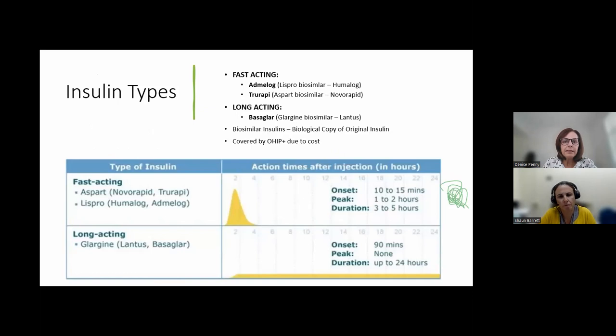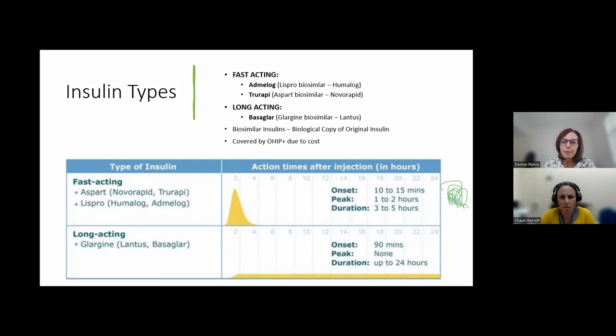In terms of insulin types, we look at the fast-acting insulin as being the insulin you're giving at mealtime. Typically, the insulin types are NovoRapid and Humalog in the past, but you may be hearing more and seeing definitely more of the children come through with what's called a biosimilar. So if you haven't as yet, you may have also seen Trurapi or Admelog. Trurapi is the biosimilar for NovoRapid, and Admelog is the biosimilar for Humalog.